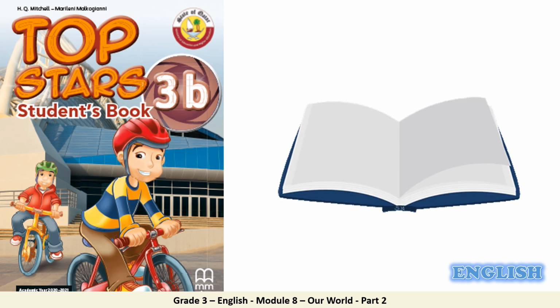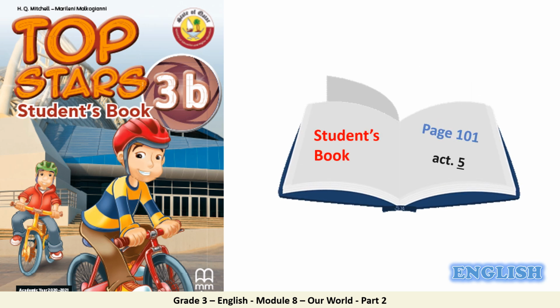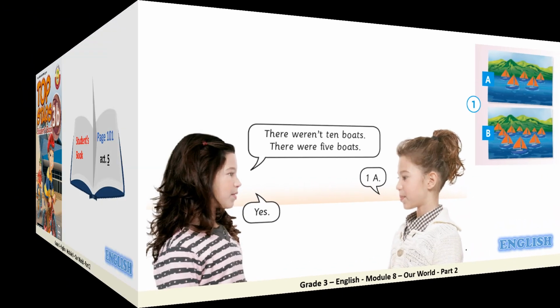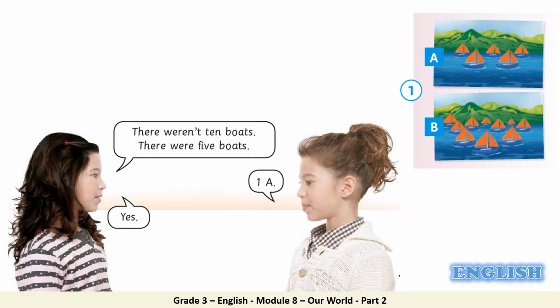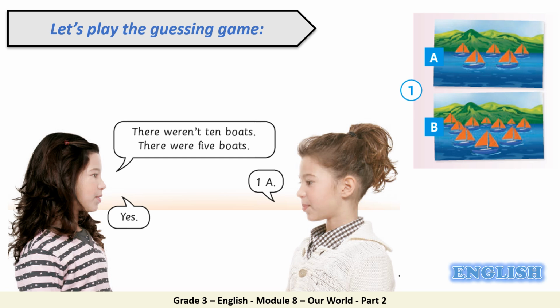Let's now move to our student's book, page number 101, to complete activity number 5. This is a speaking activity. Let's play the guessing game. Let's start by looking at the example. There weren't 10 boats. There were 5 boats. Which picture is it? 1A. Yes, that's correct.